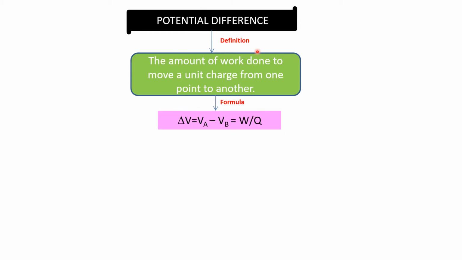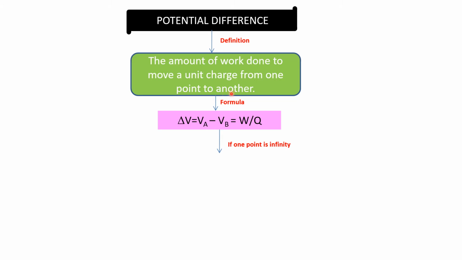Since we're talking about potential difference, let the 2 points be A and B. So VA minus VB is equals to work done upon charge, W by Q. This is delta. Delta मतलब change. Change मतलब VA minus VB is equals to W by Q, right?